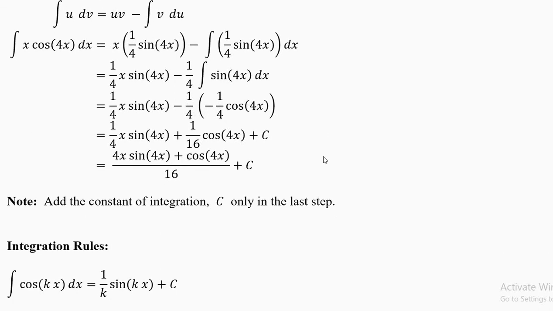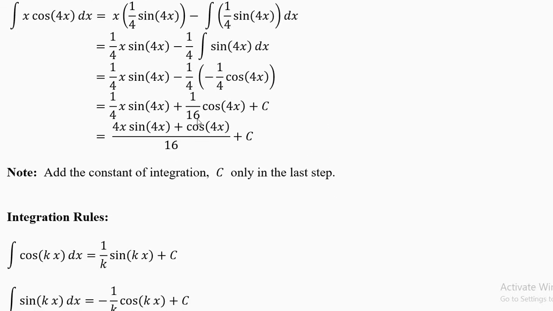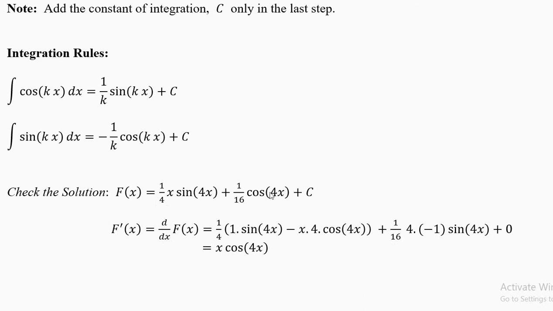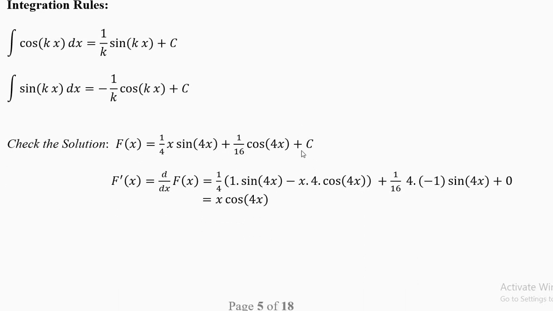Put plus c. You can take 16 common. So multiply here with 4. You will get 4x sine 4x plus cos 4x whole divided by 16 plus c. Again, we have used the integration of cosine and sine kx respectively. Now differentiate your answer and you will get back cos 4x. As in all the questions, please differentiate and check the answer.